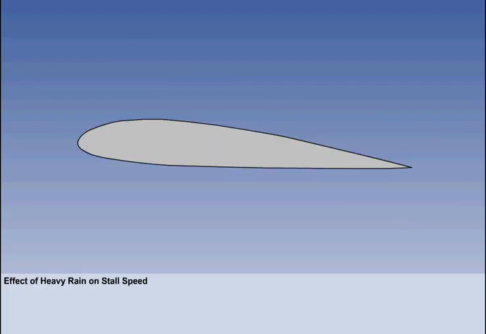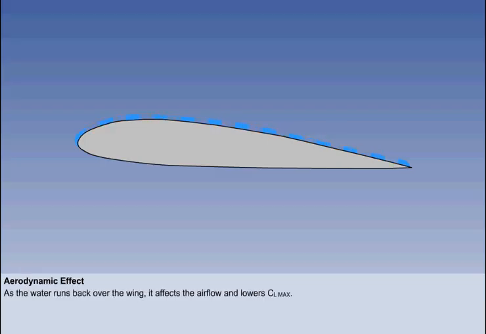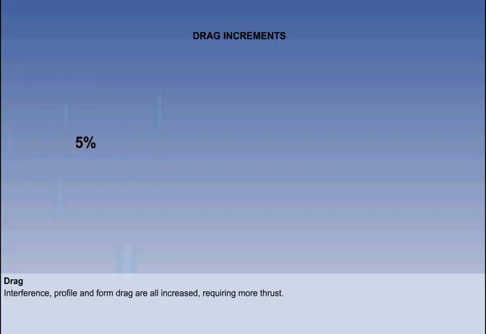Heavy rain, whilst not as hazardous as its freezing cousins, ice, frost and snow, can also have a detrimental effect on stalling speeds and drag. The rain will form a film on the aircraft's surface, increasing the weight, and therefore the stalling speed slightly. As the film of water runs back over the wing, it will distort the profile, roughen the surface, and distort the airflow over the whole aircraft. CLmax will decrease, increasing the stalling speed. The surface film will increase interference, profile, and form drag.